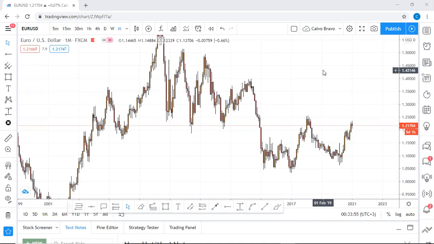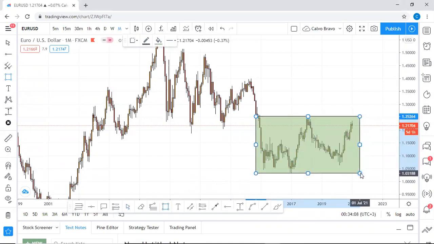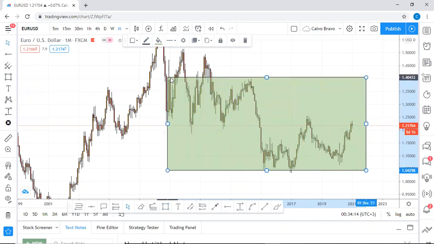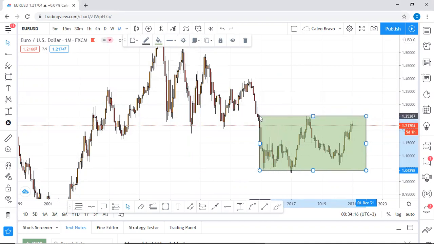Starting from the higher time frame, as always, we start with the monthly time frame to see the overall market direction in the bigger picture. And this is the price range we'll be dealing with, because we cannot deal with all these stuffs over here. We're only interested in this level for trading.